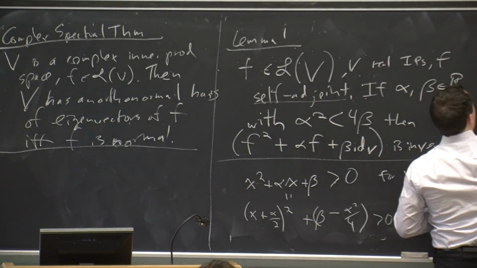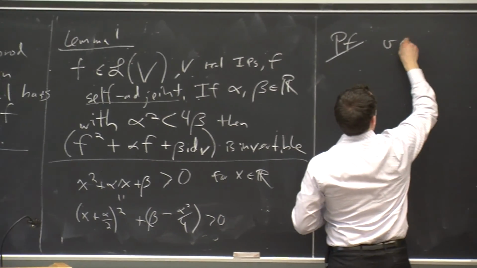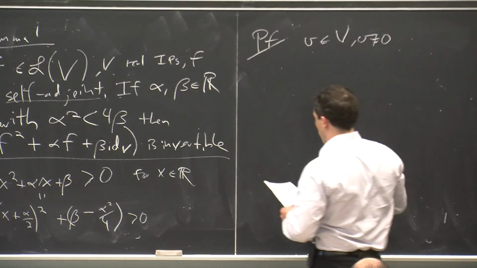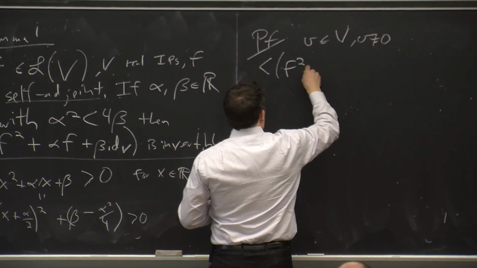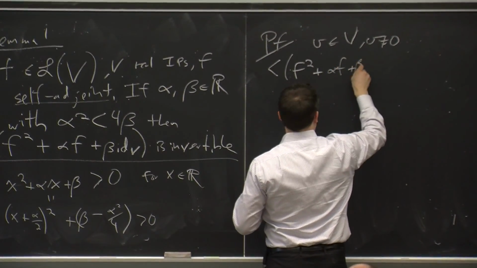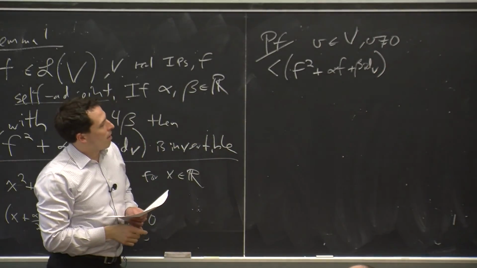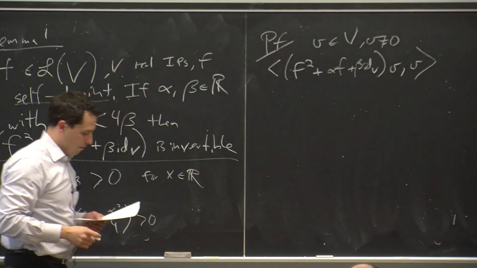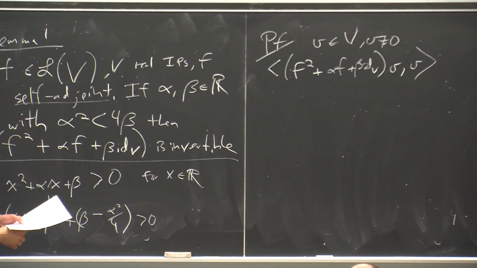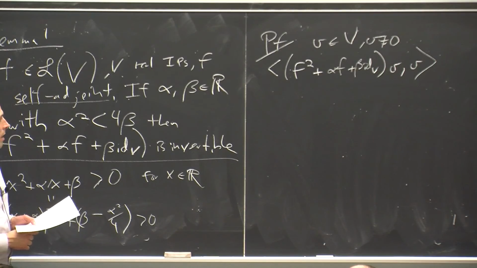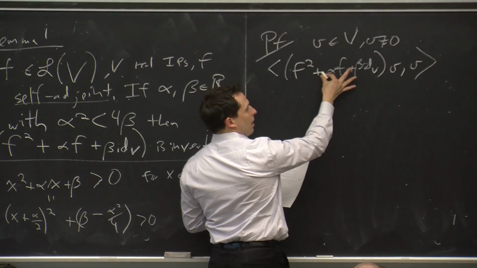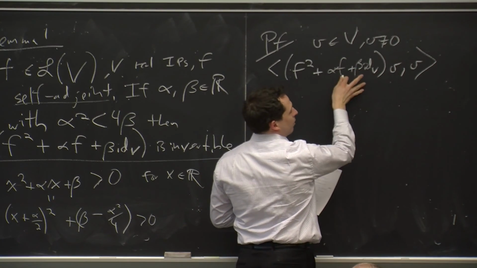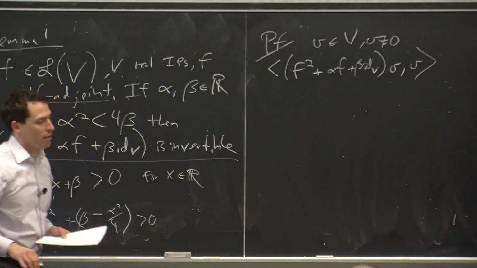So let's do the proof of this. Let v be a vector in our inner product space which is not 0. We're going to do something a little bit funny, which is that we're going to look at this operator, F squared plus alpha F plus beta Id_V, applied to our non-zero vector v, inner product with v. And our goal is to show that this inner product is always positive, and so it couldn't possibly be that this operator kills this vector. If any non-zero vector was in its null space, I could choose that vector, and then I would get 0 here. 0 is orthogonal to everything, and so I would get 0 for that inner product. So we're trying to show that it's strictly positive.